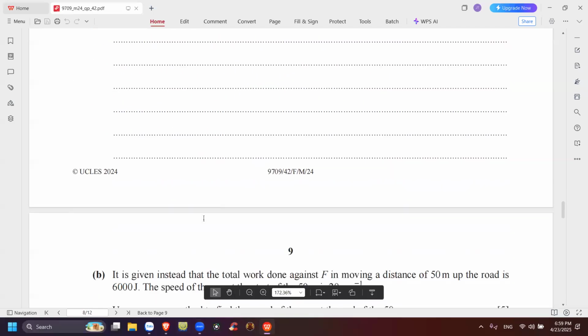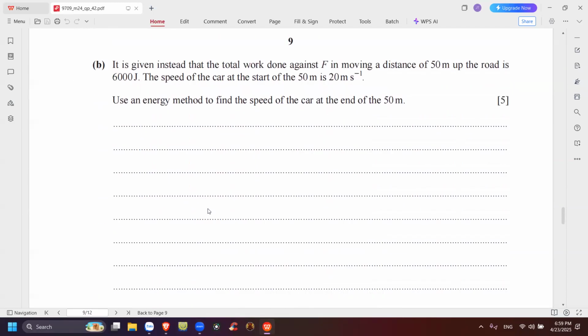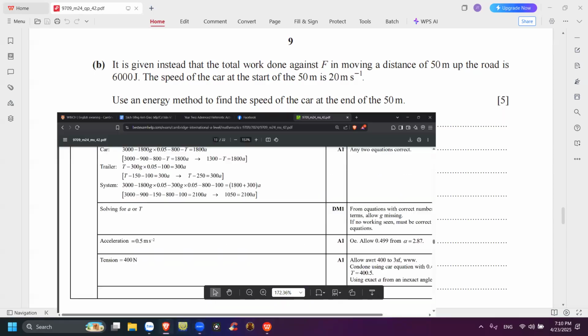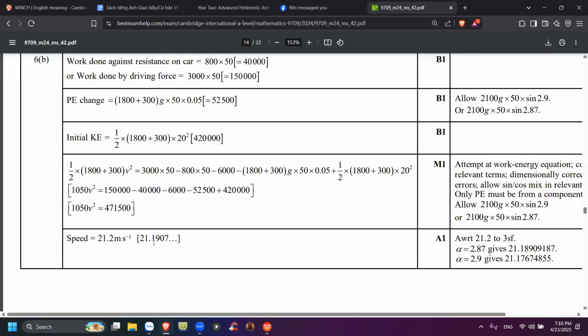Okay, let's do B now. You have to use the energy method, remember that. Because if you use something else, you get fewer marks. That's smart. Okay. Maybe I did something wrong with the energy method already. I think so. Now work done again.